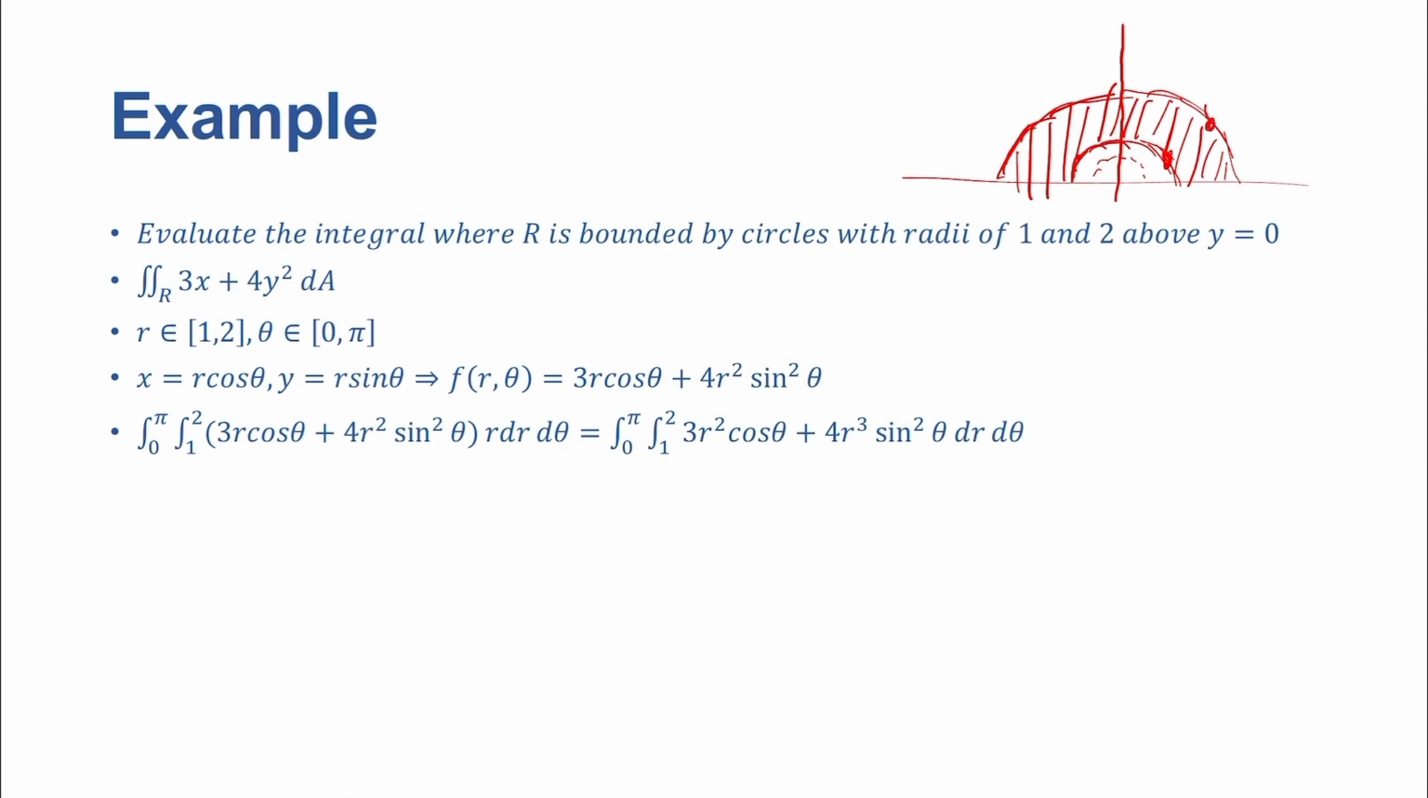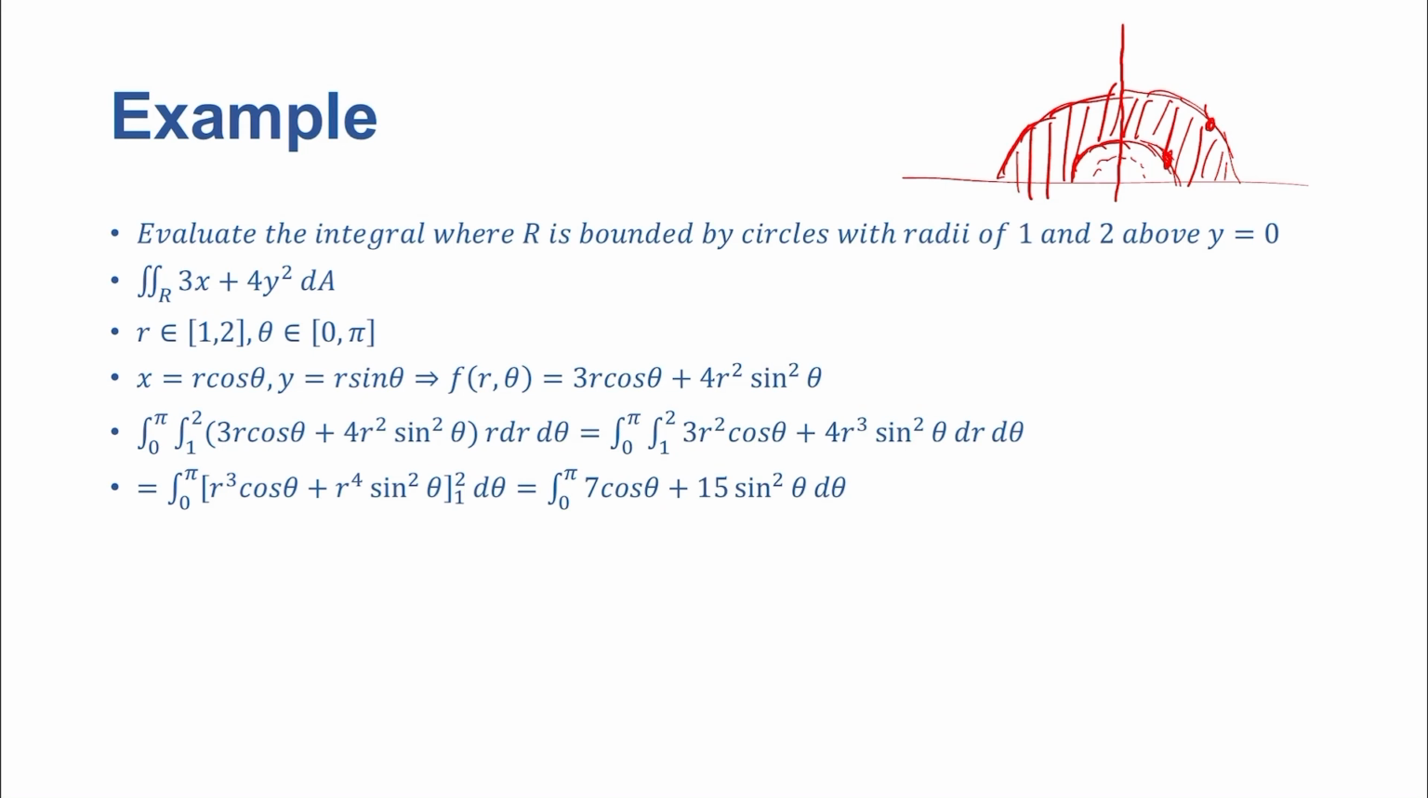Now, taking this integral with respect to r is fairly easy. Polynomials, the trigonometric functions remain constant. So we get the integral between 0 and pi of r cubed cosine theta plus r to the 4th sine squared theta between 1 and 2, evaluated with respect to theta. So finally, we get the integral between 0 and pi of 7 cosine theta plus 15 sine squared theta d theta.